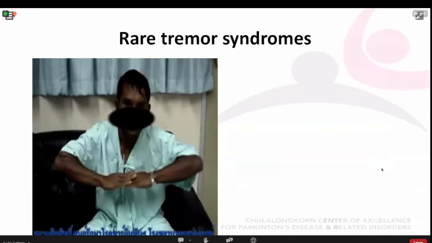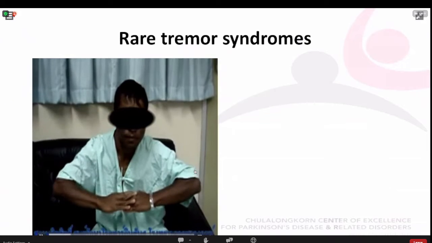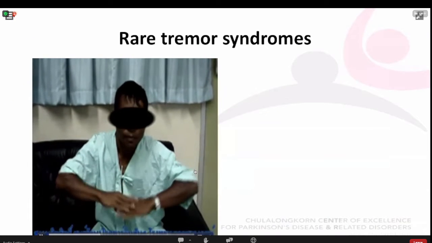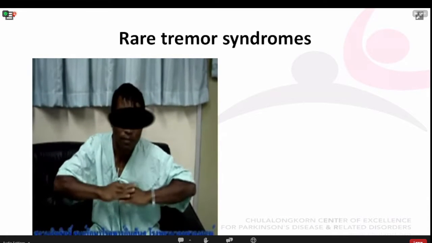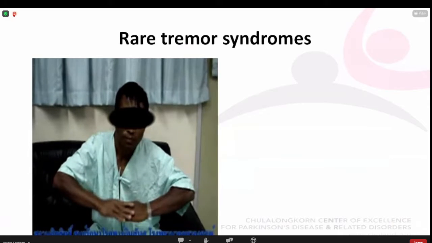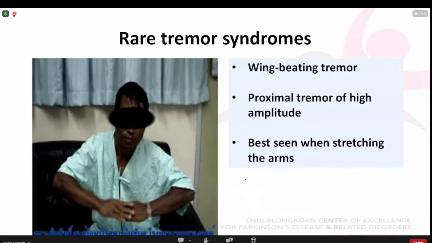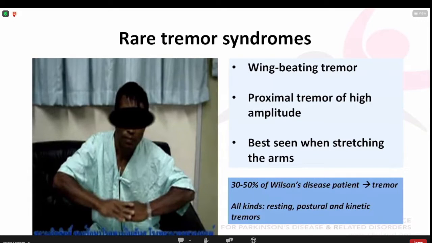Another rare tremor syndrome is what you will see in this patient. He is in the wing-beating position, like bending your elbow and stretching your arm. And the tremor is quite high amplitude, in the proximal distribution of the arm. This is the wing-beating tremor, which we can see in Wilson disease too, but not all Wilson disease patients have this tremor.